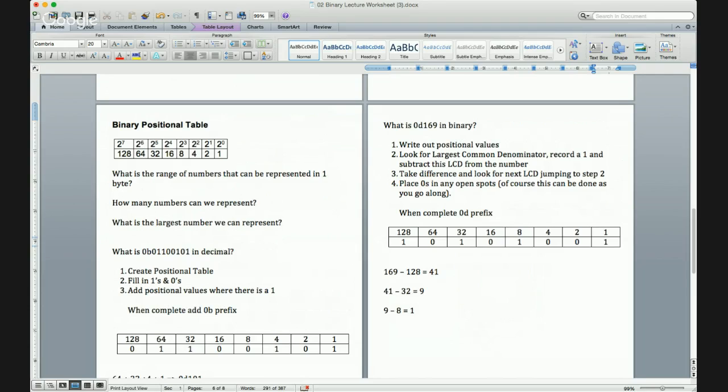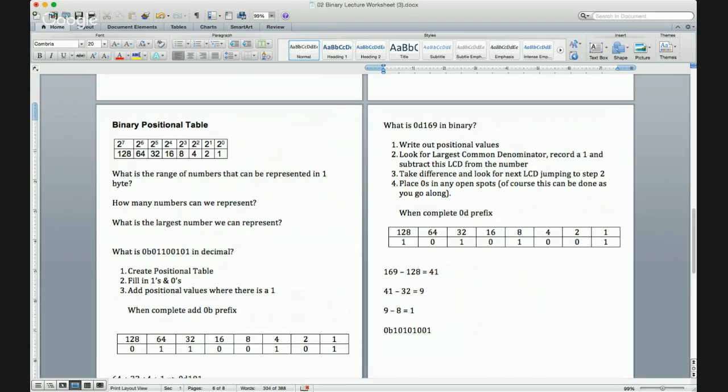Remember how we converted binary to decimal, right? 1 plus 8 plus 32 plus 64 should equal 169. So my answer, again, do not forget, 0B to denote binary: 1 0 1 0 1 0 0 1.